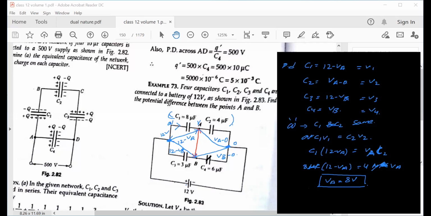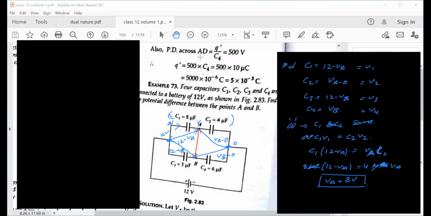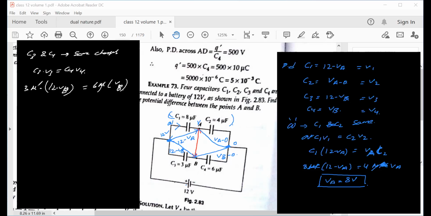After finding VA, now at the bottom part, let's see for C3 and C4. For C3 and C4, same relations, making charges same here. C3 and C4 having same charges, so the relation I'll take is Q is equal to C3V3 is equal to C4V4. C3 is nothing but 3 micro, into V3, which is 12 minus VB, is equal to C4, which is 6 micro, into V4, which is your VB. So micros will get cancelled here. From this relation we are able to find VB. So VB is equal to 4 volts.